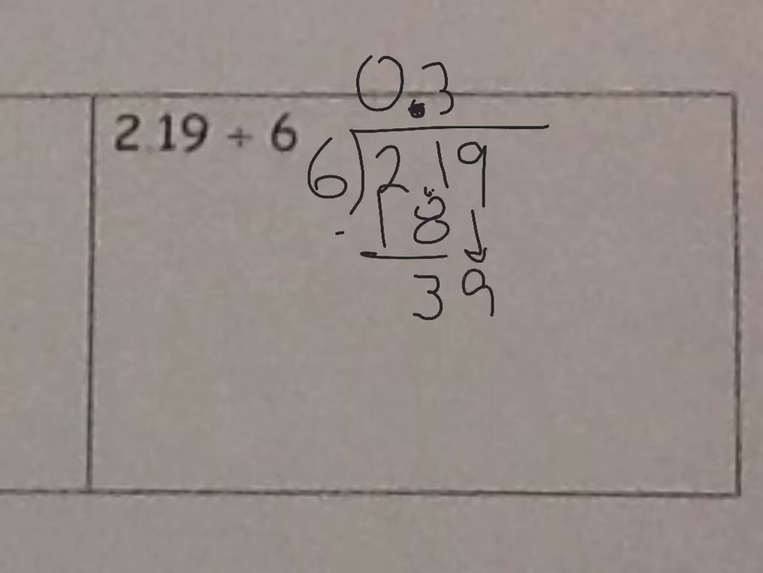How many times does 6 go into 39 closest without going over? 6. Because 6 times 6 equals what? 36. And then we do that subtraction. 39 take away 36 leaves us with what in the back? It is 3.